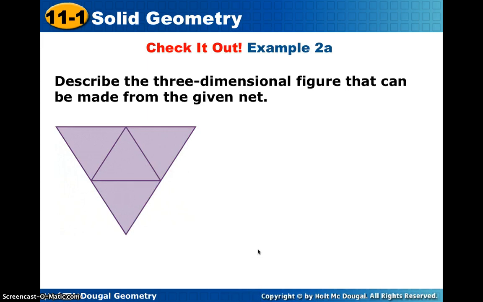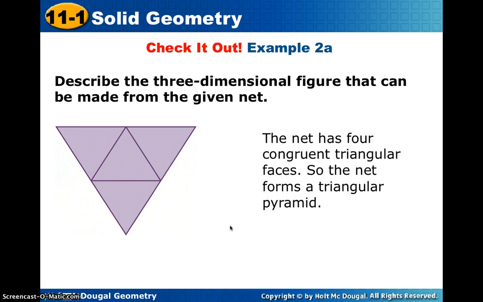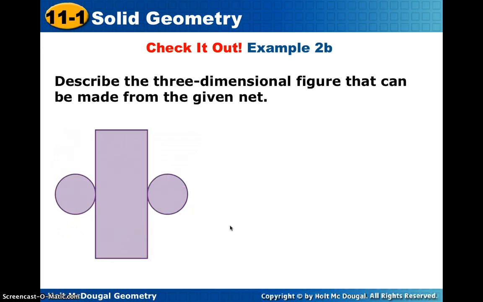Okay, we can fold this one into a shape by bending each of these triangles on the sides up. So if we bend each triangle up to the center, okay, and bend this triangle up to the middle, okay, we would have a triangular pyramid. Great.